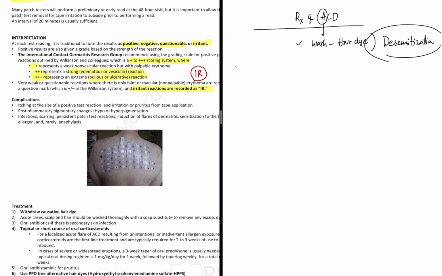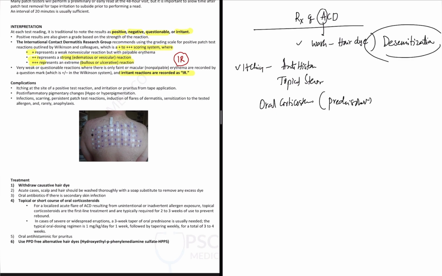So in this case, because there is itching, we can give antihistaminics, or for itching we can go for topical steroids. If the condition is a little severe, we can even go for a short course of oral corticosteroids. This is the usual way to go. Oral corticosteroid is prednisolone. You can even memorize the dosages given in the model answer. But in general, after decontamination, we go for symptomatic treatment.